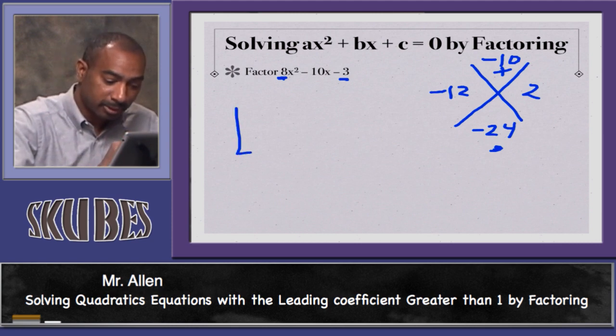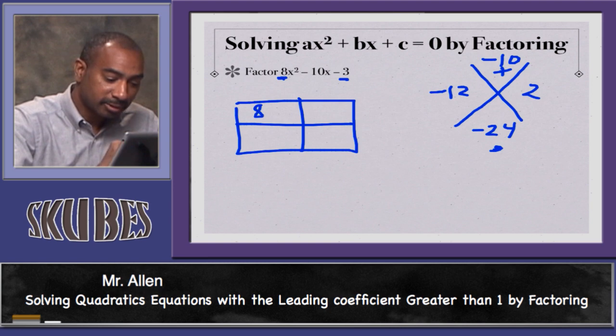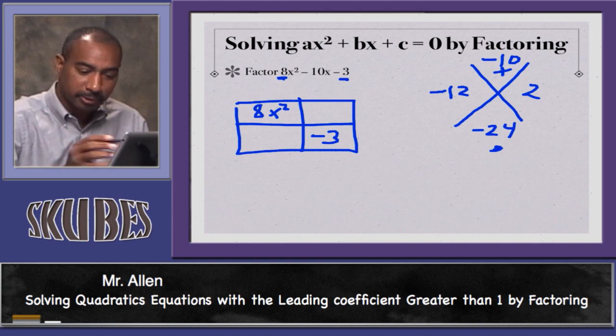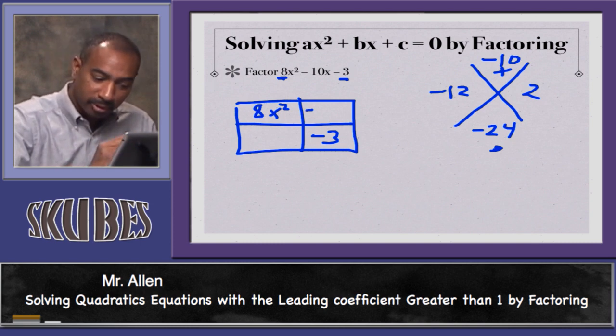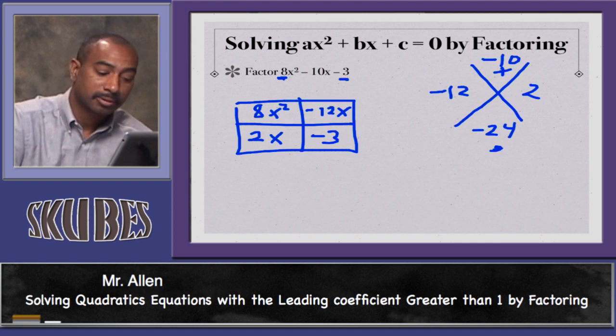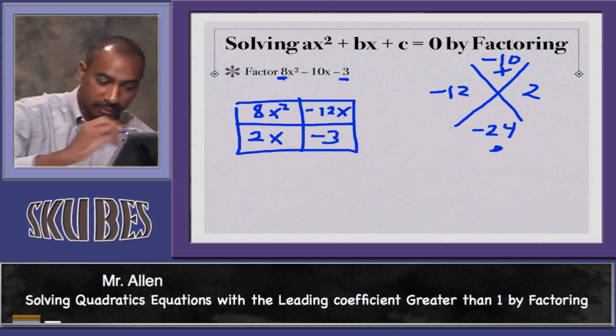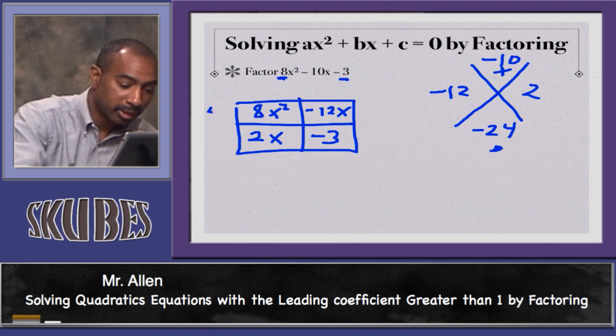And then you want to make the rectangles again. So let's say the area of the first rectangle has to be 8x squared. This has to be negative 3. It doesn't matter which order you put these in, by the way. So I'm going to put negative 12x here, I could have put it here, and I'm going to put 2x, because these two have to add up to negative 10x. And just work your way backwards. Get the greatest common factor between 8x squared and negative 12x. And the greatest term that would divide into that would be 4x.